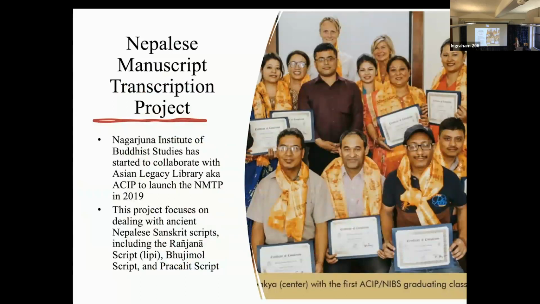So after we digitized so many of these manuscripts, people approached us, asking why don't you transcribe some of the texts? Right? And then we established another project called the Nepal Manuscript Transcription Project. We collaborated with Asian Legacy Library. Their old name is ACIP, Asian Classical Input Project. And we trained some of the local people, with a 3-month training on how to read and write the Ranjana, Ujimol, and Prachalit. The first group learned Prachalit script, and then the second group learned Ranjana script in 3 months. And then we hire some of the best students to do the transcription work.